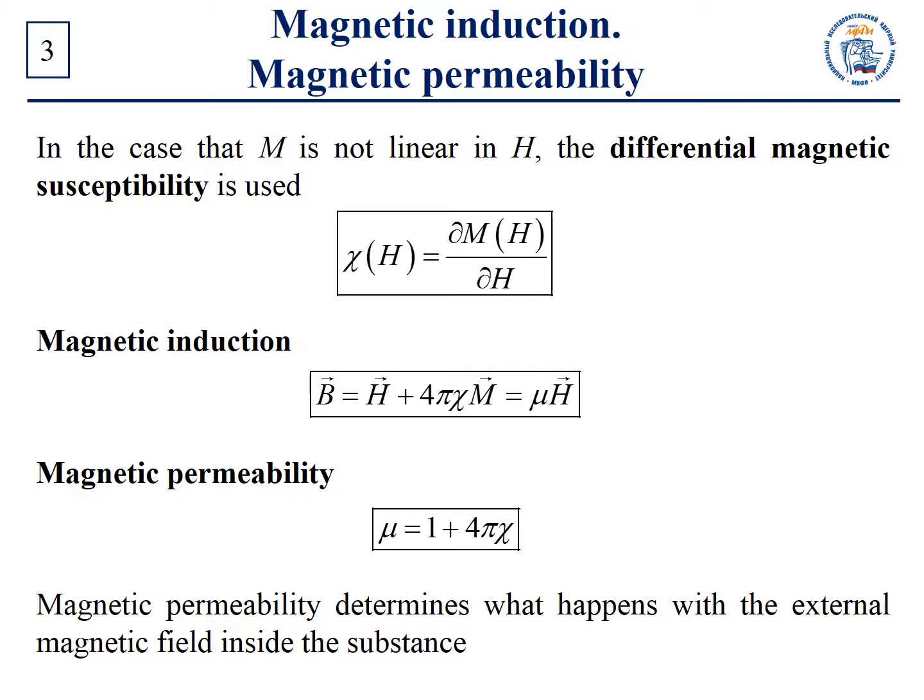Magnetic induction B, or magnetic field in the sample, is the sum of external and induced fields. Here, μ is the magnetic permeability, not to be confused with the magnetic moment. Magnetic permeability determines what happens with the external magnetic field inside the substance. Magnetic field in substance can be enhanced, reduced, or remain unchanged. All these formulae are written in CGS system of units, so the magnetic constant μ0, commonly called the vacuum permeability, did not appear here.